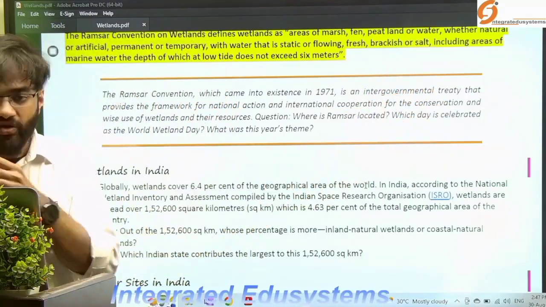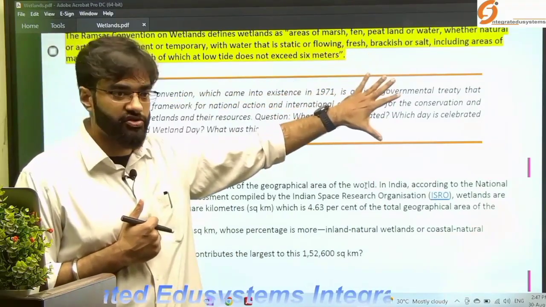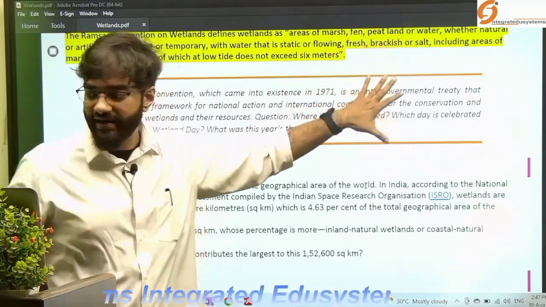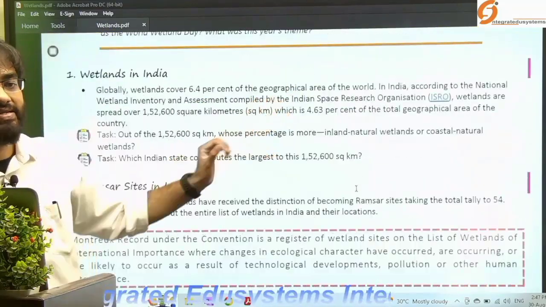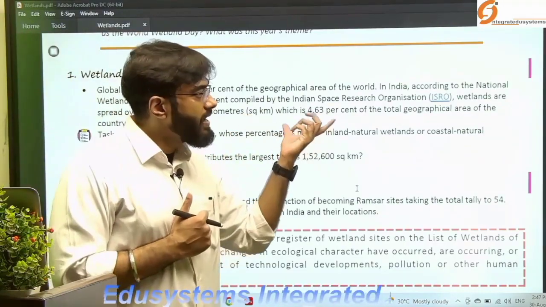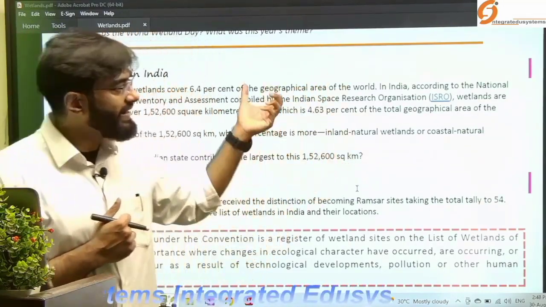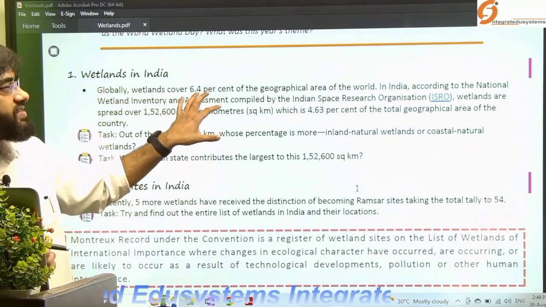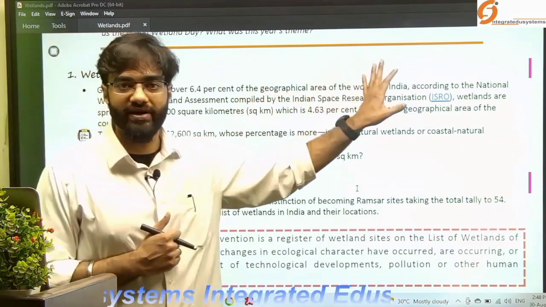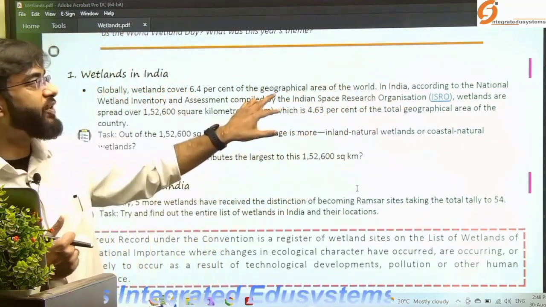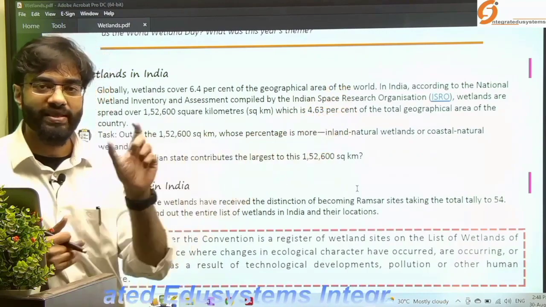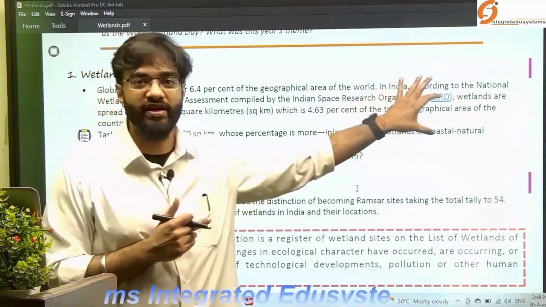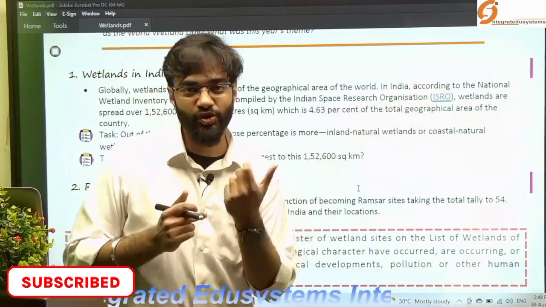Now we have discussed, like I was talking about, the structure. One part of the structure is complete: what is a wetland, then some features of wetlands, and the scenario in India and the world. Globally, wetlands cover 6.4% of the geographical area of the world. Straight away, when we talk about the geographical area, NCERT clearly mentions, time and again, the area of India. It should be on your tips.